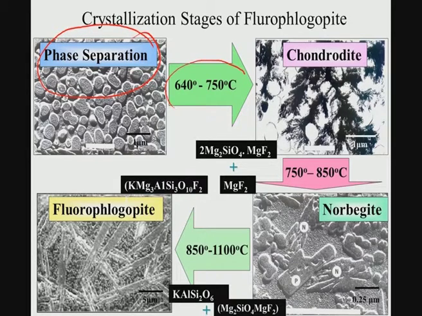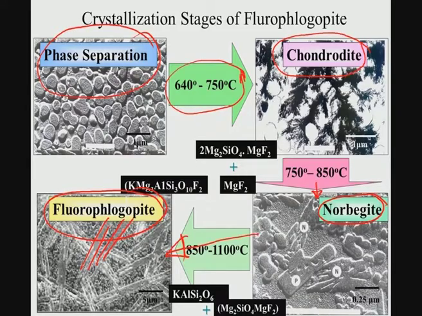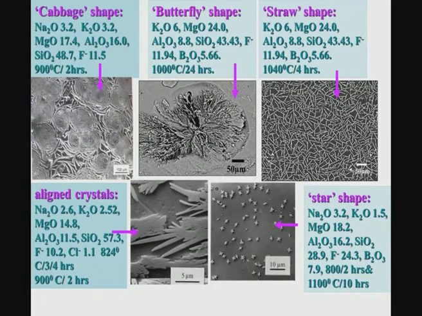Now, when you heat treat this material at 640 to 750 degrees Celsius, you form the chondrodite phase, which has different structural features, and which then changes to norbergite when heat treated at 750 to 850 degrees Celsius. Finally, when you heat treat in the temperature range of 850 to 1100 degrees Celsius, you get the more equilibrium fluorophlogopite phase with a characteristic straw shaped crystal morphology. And what is the equilibrium composition here? You get KAlSi2O6 plus magnesium silicate and magnesium fluoride based composites.